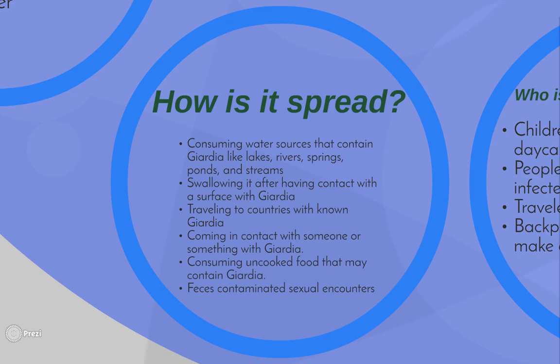And as with any other infection, being in close contact with somebody who is a host for Giardia can spread it. Eating food that is uncooked is another way, because if it had Giardia on it, you're not heating it up to kill the Giardia off of the food that you're eating. And also, since it has to do with fecal matter, sexual encounters where fecal matter plays a part are another way for it to be contracted and spread.